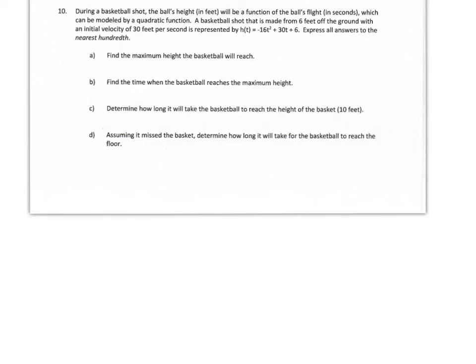Okay, number 10. I made the question pretty small because I want to be able to fit some pictures on the screen. It says, during a basketball shot, the ball's height in feet will be a function of the ball's flight in seconds, which can be modeled by a quadratic function. A basketball shot that is made from 6 feet off the ground with an initial velocity of 30 feet per second is represented by this function right here, h of t. This is its height in terms of its time. Express all answers to the nearest hundredth.